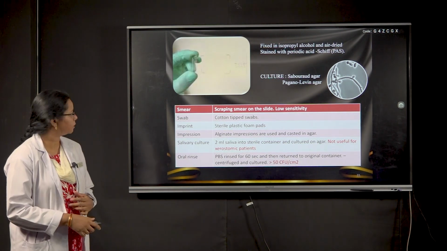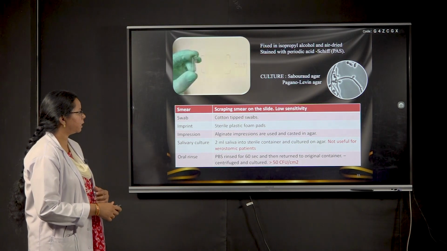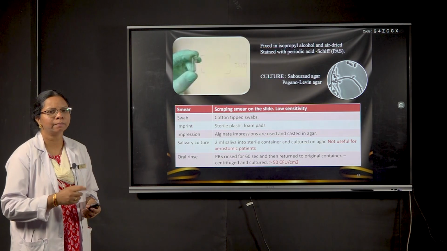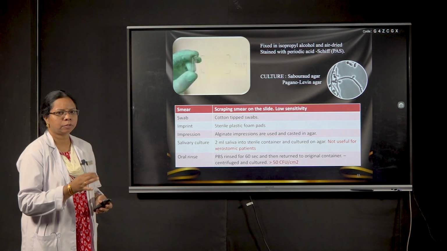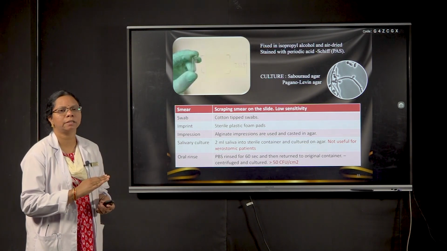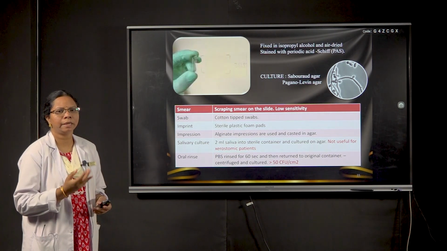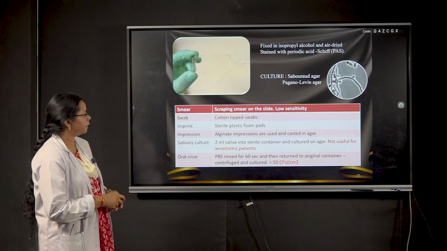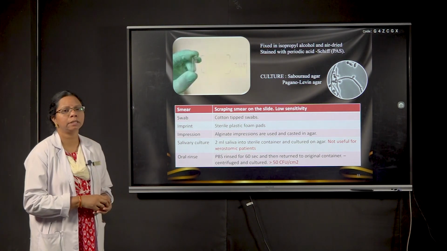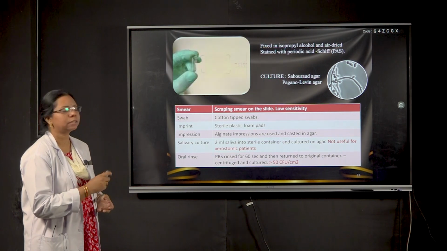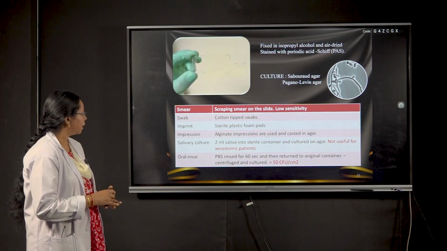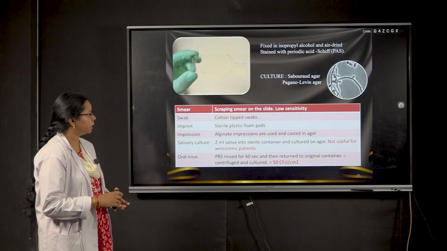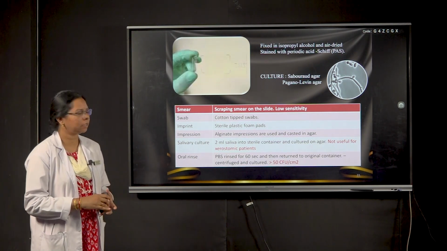The other investigations are imprint cultures, where sterile plastic foam pads of 2.5 by 2.5 centimeters are dipped in Sabouraud's broth, placed on the lesion for 30 seconds, and then cultured. Alginate impressions are also used and cast with agar, especially Sabouraud's agar. For salivary culture, 2 milliliters of saliva is collected in a sterile container and cultured on agar.